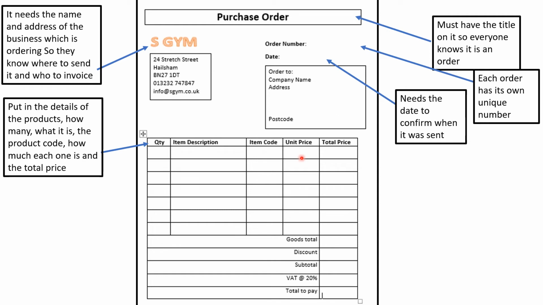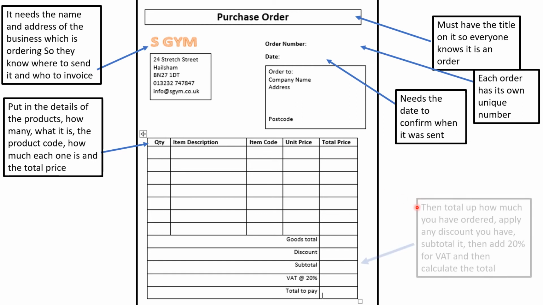Also, how much each one is, so say it was £10 per chair, and then we'd multiply the unit price by the quantity ordered, and that would give our total price. So if it's £10 per chair, I ordered 5, the total would be £50. Now, don't forget, we must write on who we're placing the order with as well.